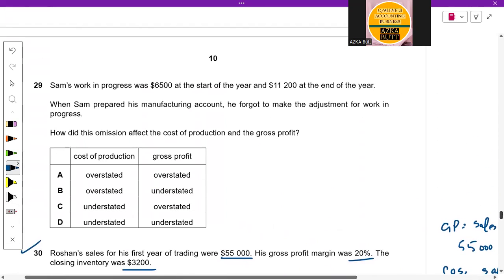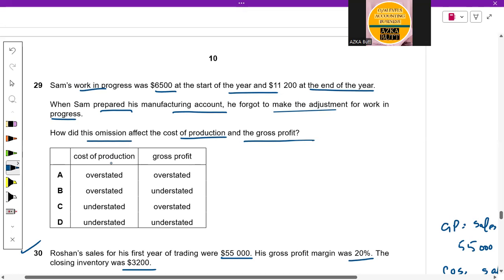Okay. So now let's see the next question. Sam's work in progress was $6,500 at the start of the year and 11,200 at the end of the year. When Sam prepared his manufacturing account, he forgot to make an adjustment for work in progress. So how did this omission affect the cost of production and the gross profit?